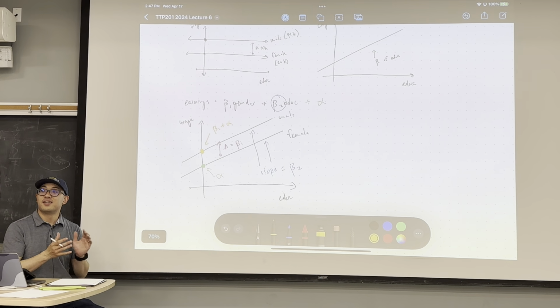Yeah, exactly. And so if this were steeper or more shallow, or if male was steeper or more shallow relative to the other one, that would then mean that for every additional year of education, the increase in income for a female would be different from the increase in income for a male.